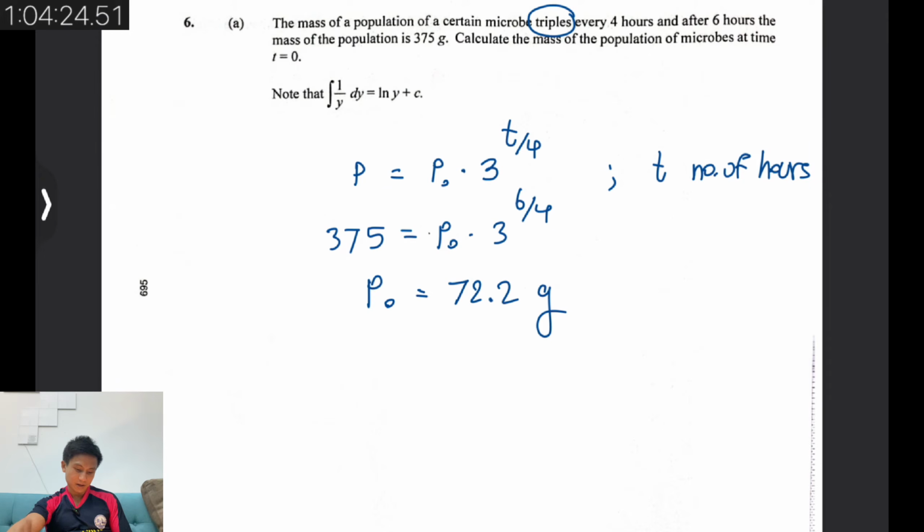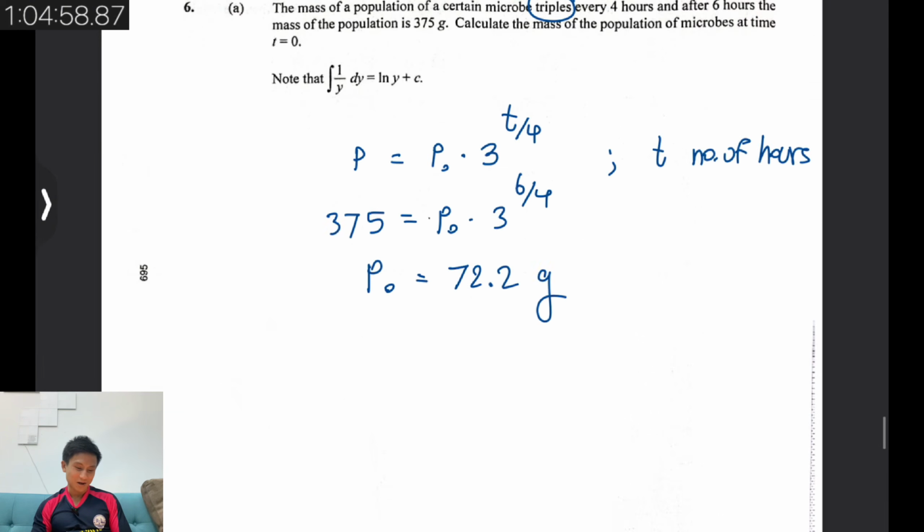Let me try. If we put t equals 8, that's going to triple twice, right? If t equals 8 hours, it's going to triple 2 times, so it's going to times 3, and times 3 again, so that's 3 to the 2. So that makes sense. Yeah, it should be that. I think I'm going to go with that.